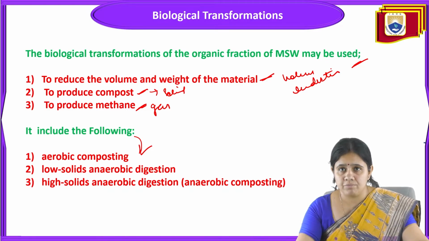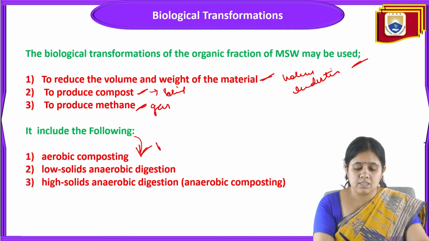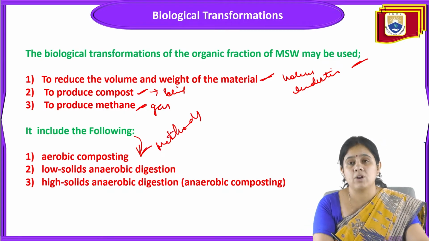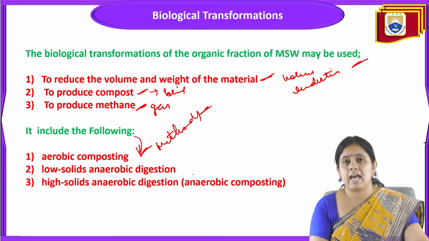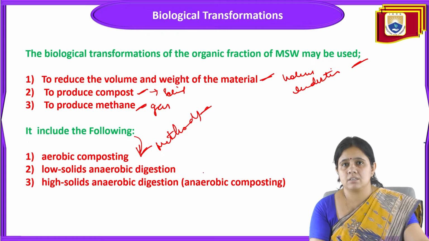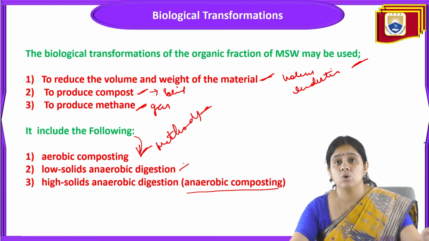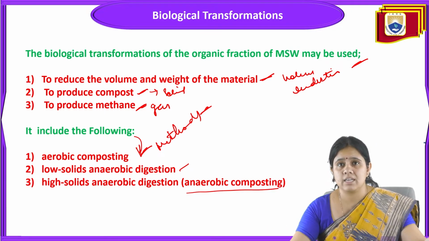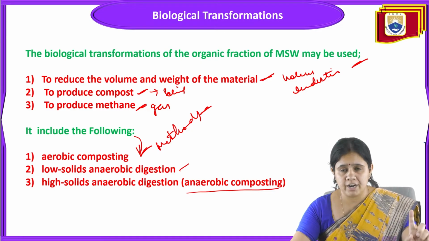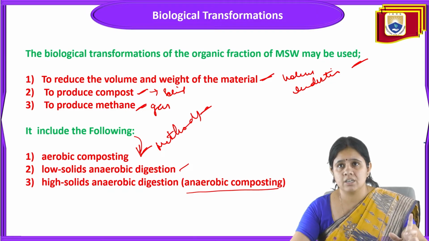These are the methods involved in the biological transformation of waste. The first method is aerobic composting, then low solids anaerobic digestion, and high solids anaerobic digestion. The last two are anaerobic decomposition. We do this biological transformation either for waste size reduction, for producing compost, or for producing methane gas, and it happens by these three methods.